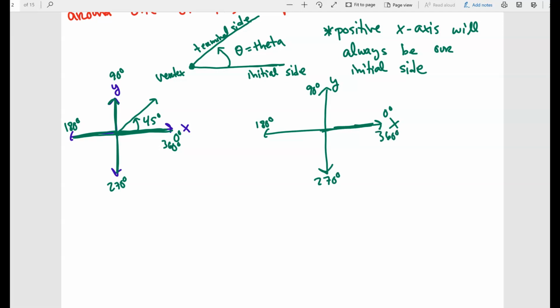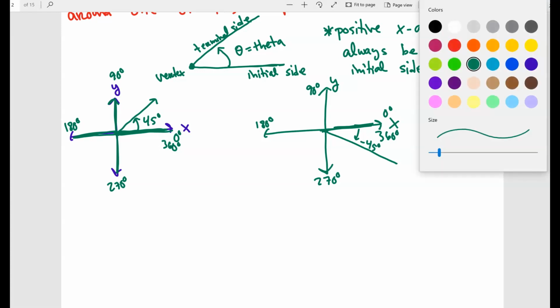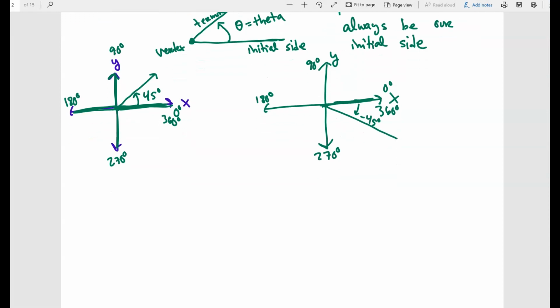So now let's say we want to swing it this way, the other way around, clockwise. Well, if I swing it that way, it's still forming a 45-degree angle, but in this case, it's going to be negative 45 degrees. So what this states is that if I have a counterclockwise movement, the angles are going to be positive.